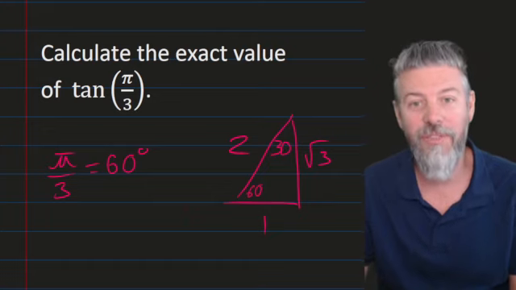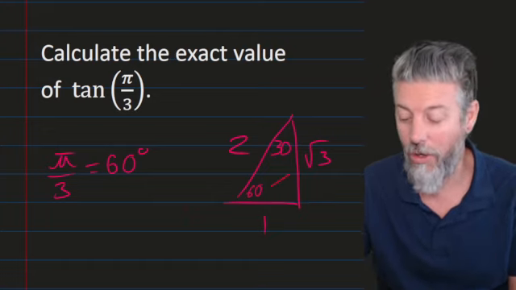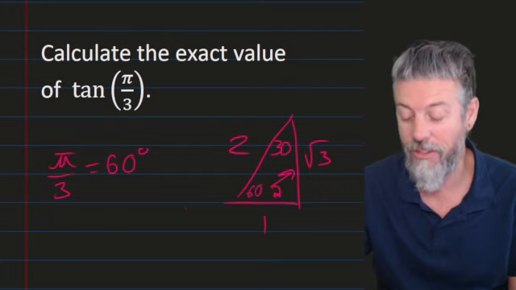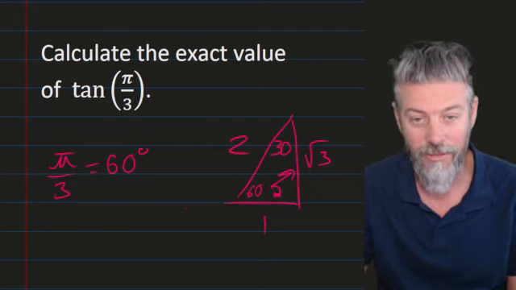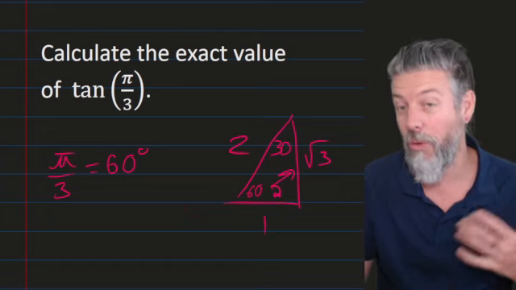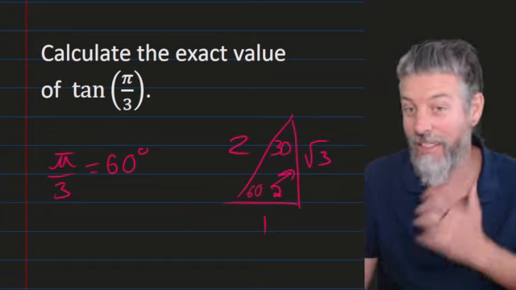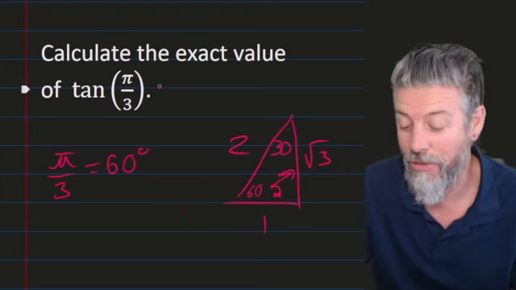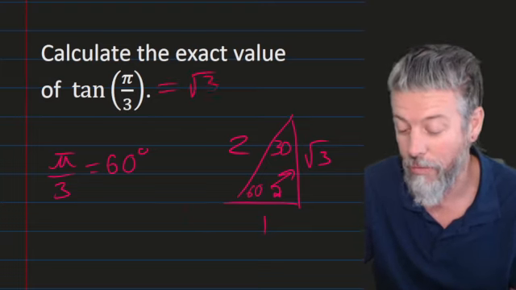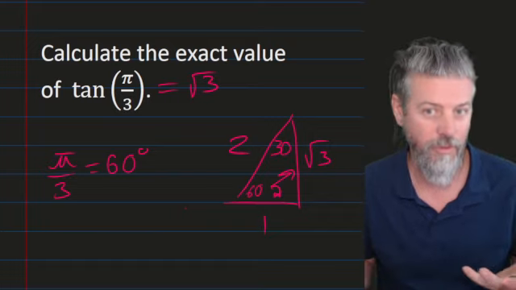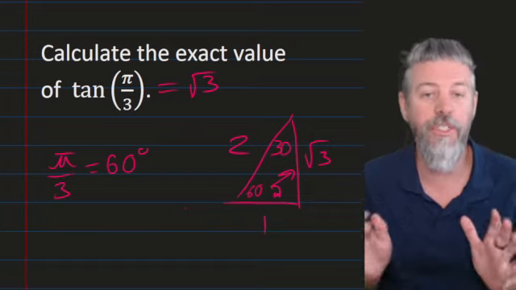And if I'm looking for tan, I'm looking for opposite over adjacent. So I'm looking for root 3 on 1. So for tan 60 or tan pi on 3, the answer to this question, tan pi on 3, is equal to root 3 on 1, or just root 3. Okay, question solved.